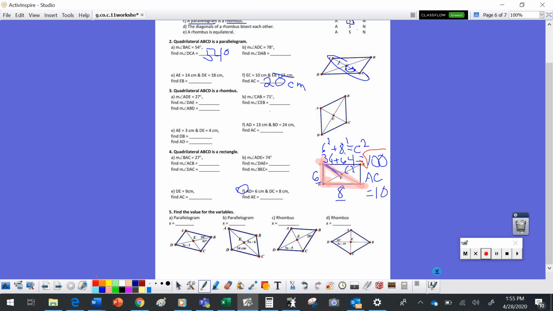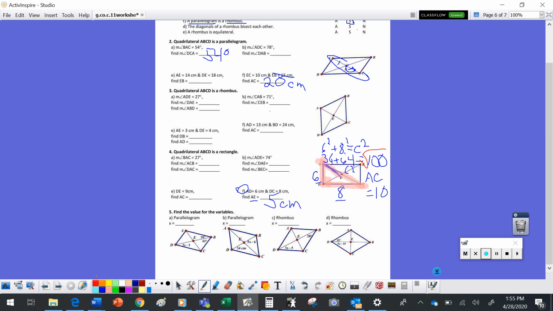Okay, but they don't want AC, they don't want the whole thing. They just want AE. Well, I know that on a rectangle, these diagonals are going to bisect one another, which means that AE is going to be half of AC. So that means that AE is going to be 5 centimeters.